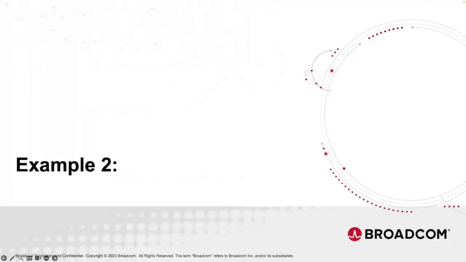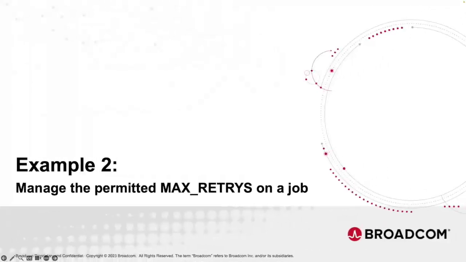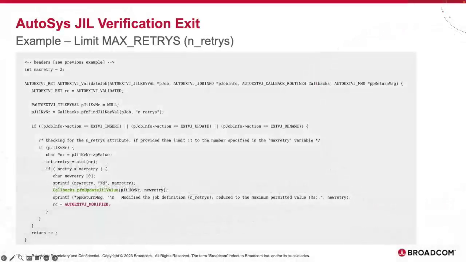In the second example we'll look at, the JIL verification exit will be used to limit the number of retries that a job can attempt. In the code, we specify what the limit of the n retry value will be. For the purpose of this example, it's set to 2.